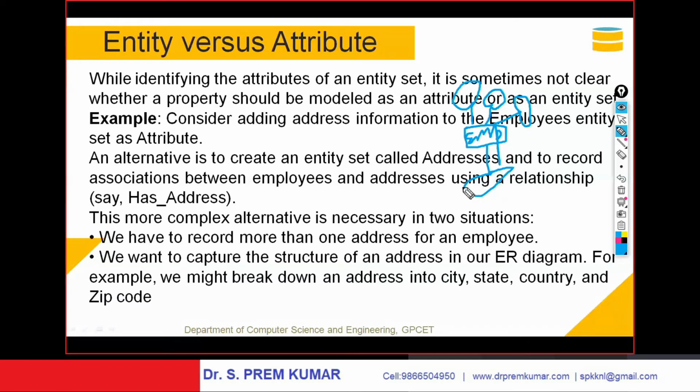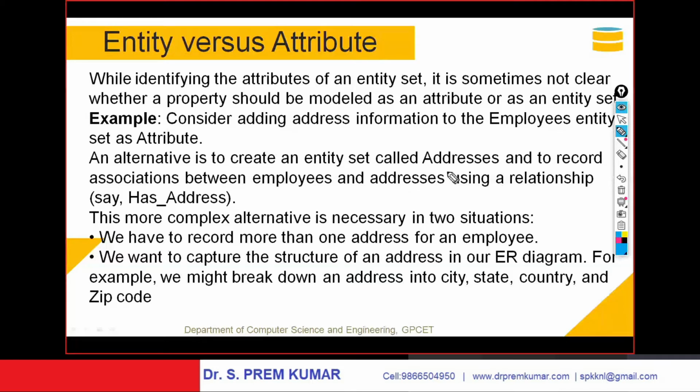Now there will be a confusion sometimes. Certain items could be represented either as attributes or as entities. Listen carefully: entities versus attributes. While drawing ER diagrams, we get a big doubt whether certain items should be considered as an entity or as an attribute.